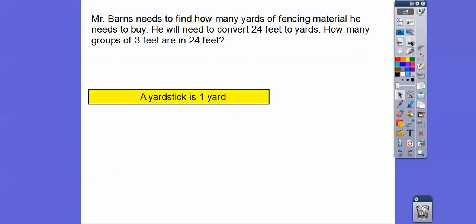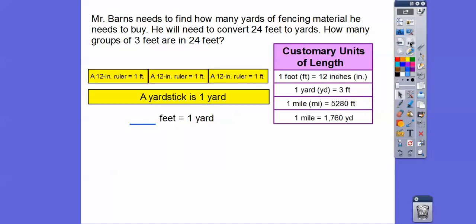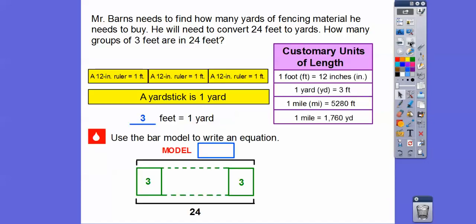So here's a yardstick right here. And then here's our conversion table right here. Remember, 1 yard equals 3 feet, so that 1 yard is going to be 3 feet right there. Okay, so what we're going to do is use this bar model. So how many groups of 3 will fit into this 24 right here?